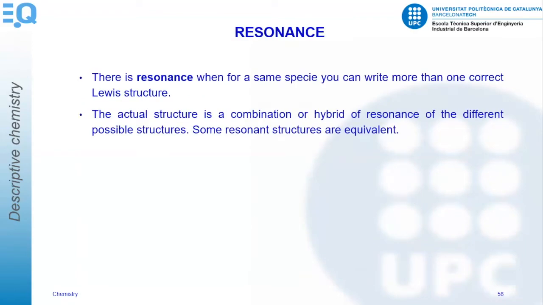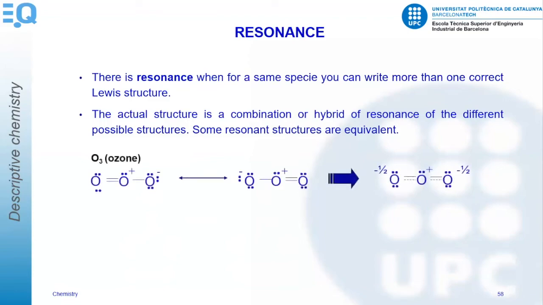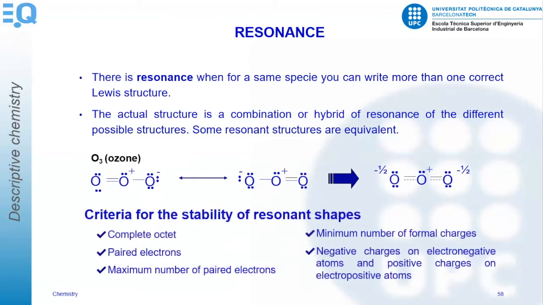Now we are going to talk about resonance. There is resonance in a molecule if there is more than one correct Lewis structure of it. At the end, the actual structure is a combination of all the possible ones, a hybrid of resonance. In the example, you can see the 2 possible Lewis structures for the ozone molecule, which at the end combine in a single one.